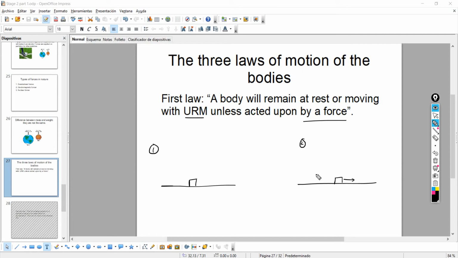So basically we have these two cases. An object will remain in its own state of motion unless something comes along and applies a force on this object. That's how it works. This is known as the law of inertia, because basically what it's telling you is that the object will continue moving as it was moving unless a force comes and is applied to the object.